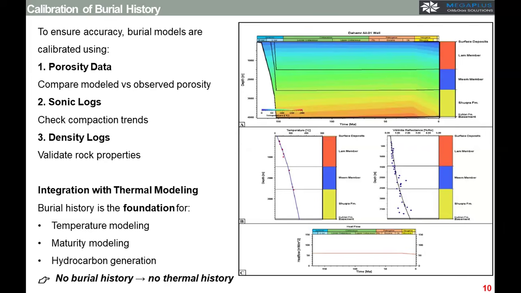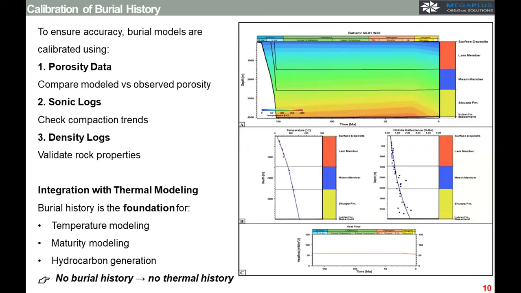If you have the curve already present in your database, you can use it and calibrate your data with it. We can use porosity data, sonic data for the compaction, and density log for the rock properties, which is mandatory in determining the maturity, and it will also affect the window of the oil and the gas and the metamorphism after that. Integration with thermal modeling is very important: temperature modeling, maturity modeling, hydrocarbon generation.